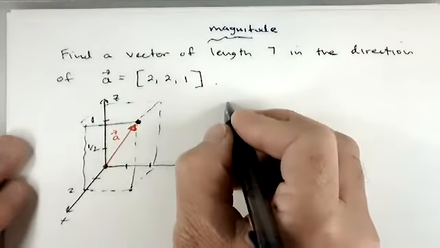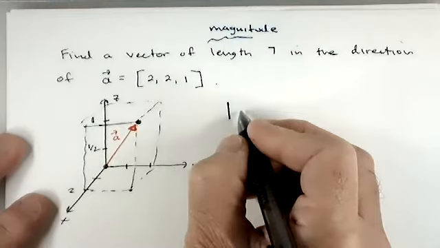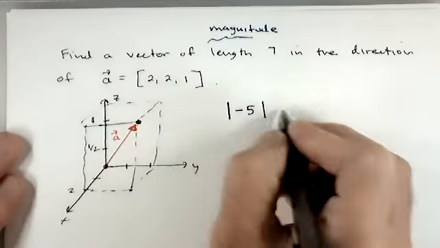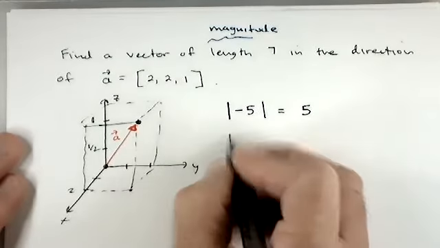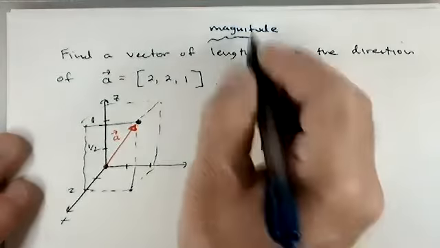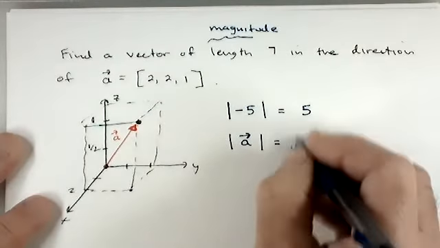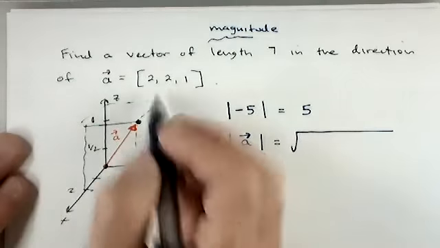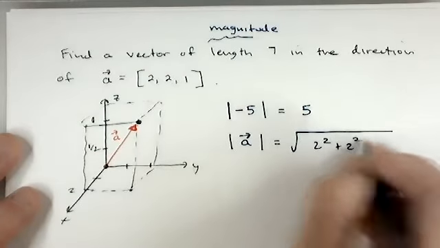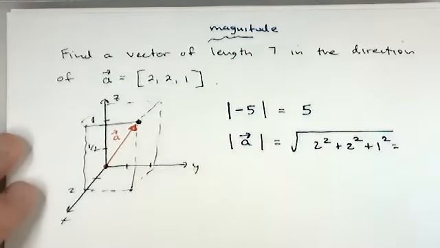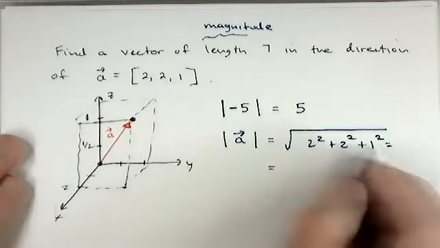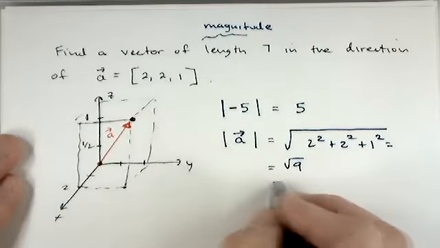So the magnitude of A. If someone gives you a number and says the absolute value of -5, well, that means absolute value. But if someone puts an absolute value around a vector, that means something different. That means the magnitude. And it's basically based off the Pythagorean theorem, where you're just going to go 2 squared plus 2 squared plus 1 squared. That gives me 4 plus 4 plus 1, 9. So I get root 9, which is equal to 3.